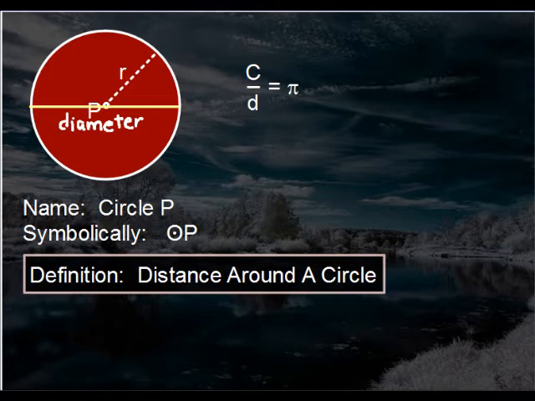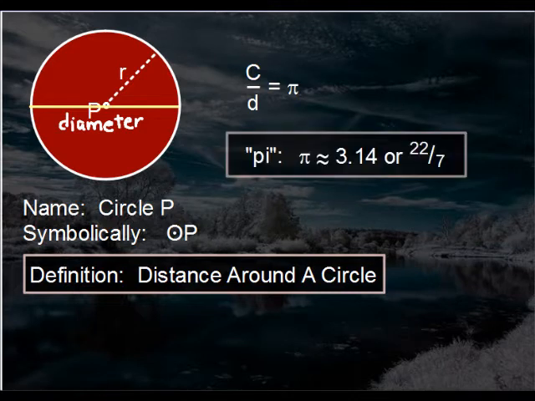Now pi is an irrational number. It's a number that runs on endlessly without any patterns or any repeats. Therefore, we define it in shorthand, rounded off, as 3.14. A fractional equivalent is 22/7. This is a fine number to use if you don't have a calculator. If you have a calculator, the decimal number is probably the easier way to go.